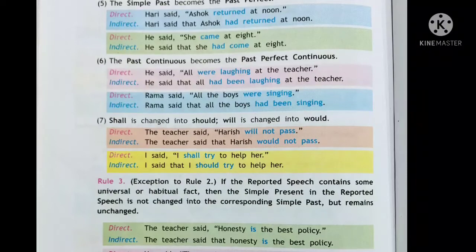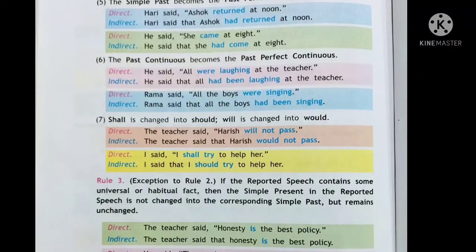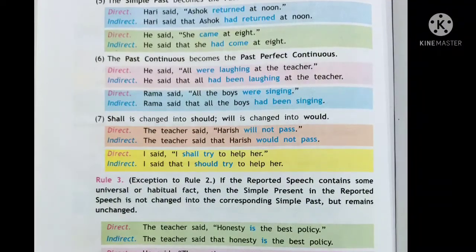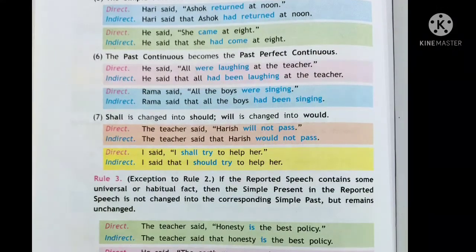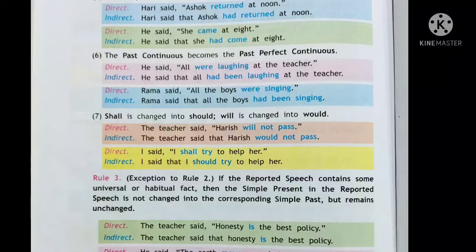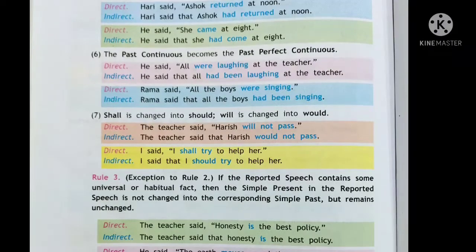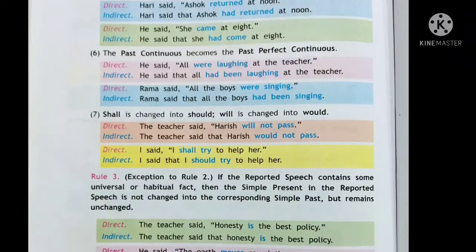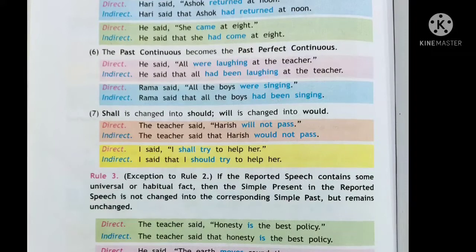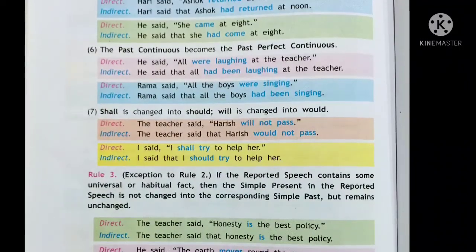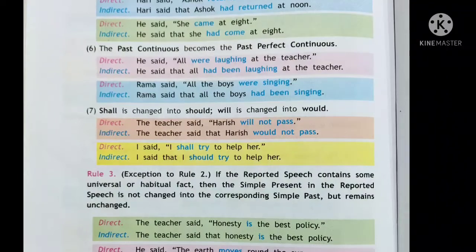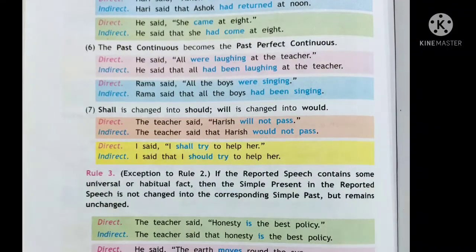So, students, the word returned is in simple past form. You need to change it into the past perfect tense form. So, what will you write? Hari said that Ashok had returned at noon. Another point to be noted is that the past continuous becomes the past perfect continuous. Like in direct speech, he said, all were laughing at the teacher.